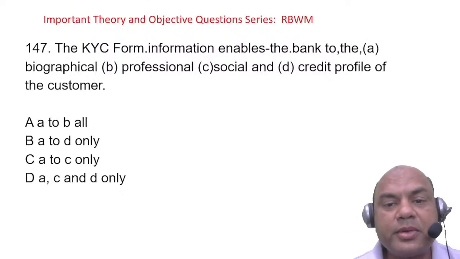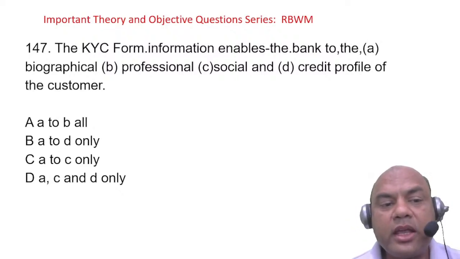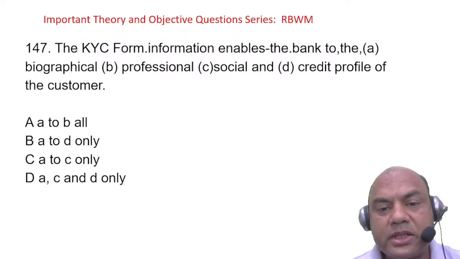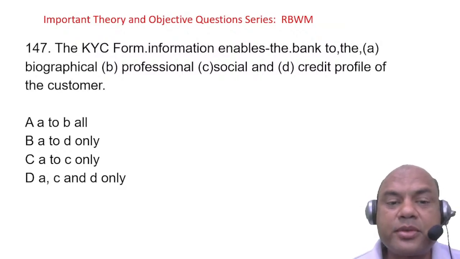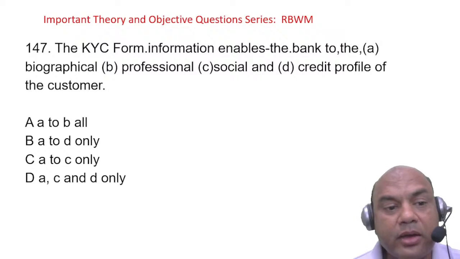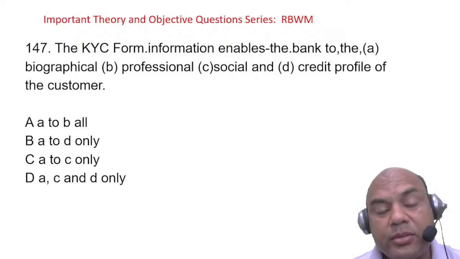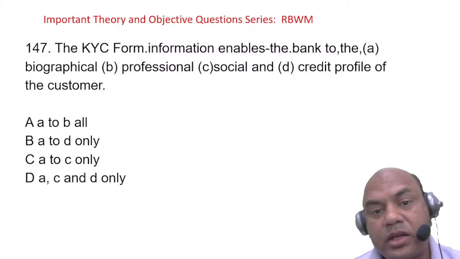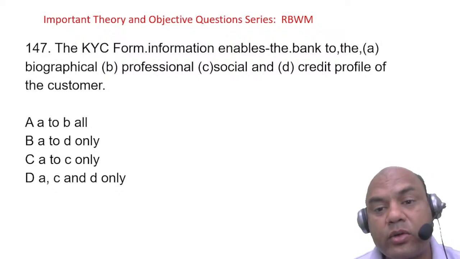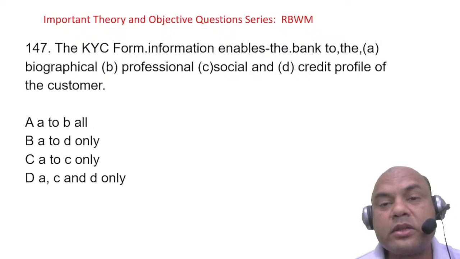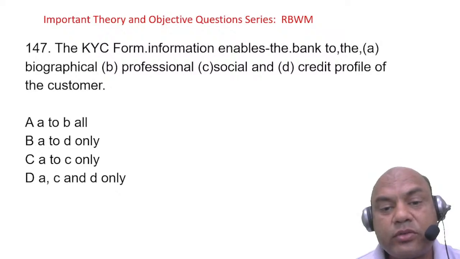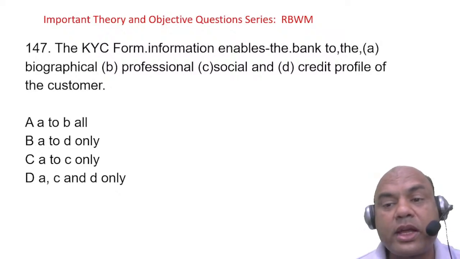The KYC form information enables the bank to: A. Biographical, B. Professional, C. Social, D. Credit profile of the customer. Means these KYC forms can be used for what? Professional means what is the profession of that customer. Social means what is the family status, what is the income status, whether the house is rented or owned. Credit profile, how much loan was taken by that customer earlier. So can we use this KYC form for classifying that customer into these categories?